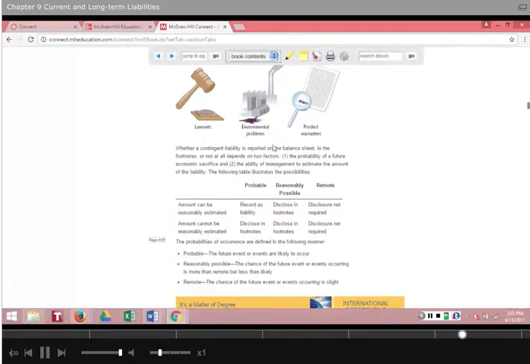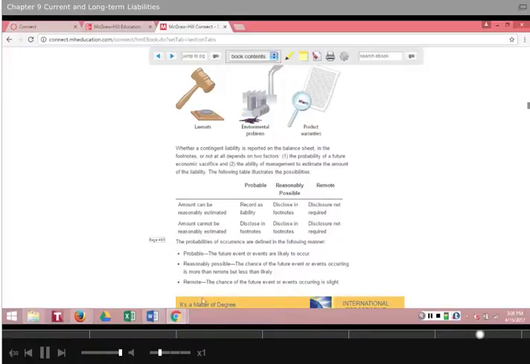So they give you a little table here to help you. If the amount can be reasonably estimated and it's probable, okay, then we're going to record it as a liability, as we did with warranties. If the amount can be estimated, but it's only reasonably possible, we're going to disclose it in the footnotes only and not do an accruing entry. If the amount cannot be estimated, then it's only disclosed in the footnotes, whether it's probable or reasonably possible. Remote isn't disclosed at all.